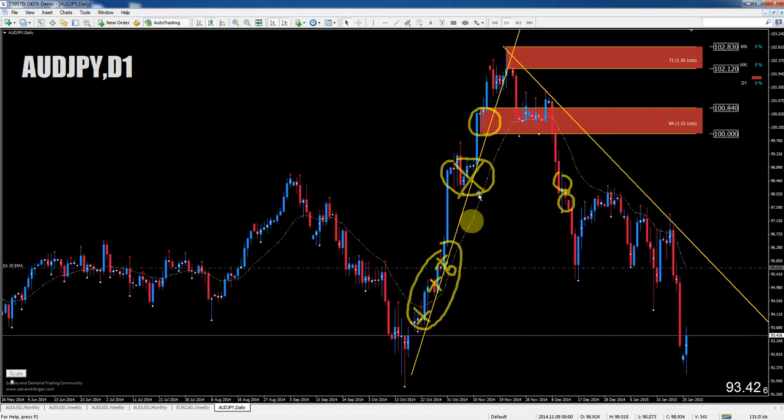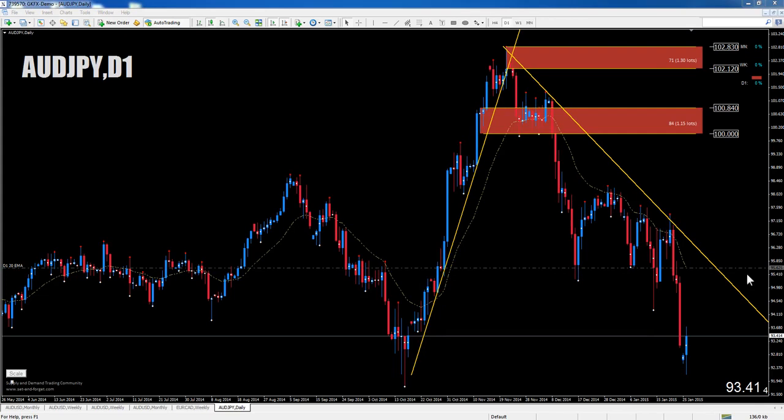When we are overextended after the trend line is being broken, more than 3 CPs on the way up are lower probability, okay, as per the rules. So this is what we have here.